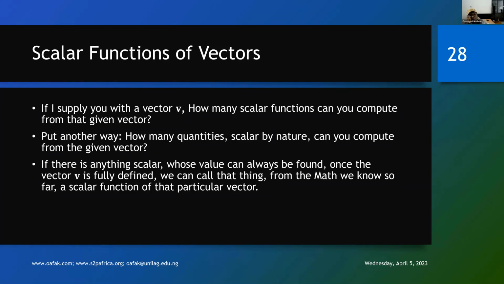For instance, that means that the X component is a scalar function of that vector. The Y component is another scalar function of that vector. The Z component is still yet another scalar function of that vector. The magnitude is another scalar function of that vector. The square of the magnitude. So I just want you to see that when we talk about scalar functions, there are plenty of them. So there's no shortage of them, we can only choose which one we want to use, but there is no problem getting them. There are many scalar functions.